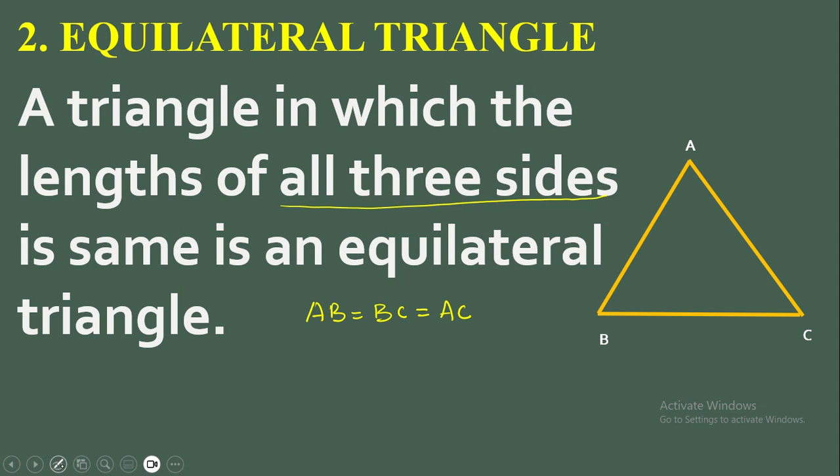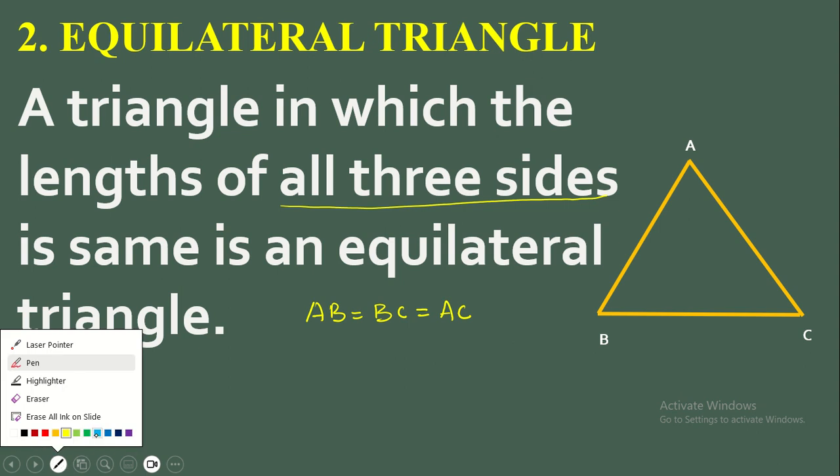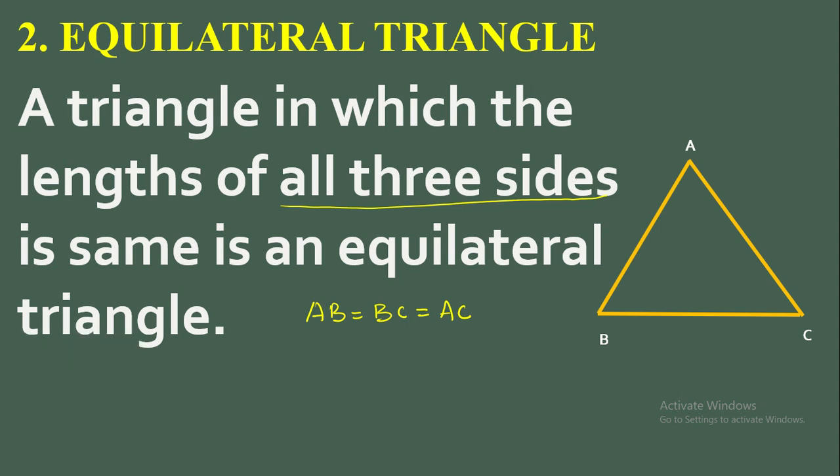Another property of this equilateral triangle is that all the angles are equal to one another. That means angle A, angle B, angle C are equal to each other. So angle A is equal to angle B is equal to angle C. And all the angles are equal to 60-degree measure.